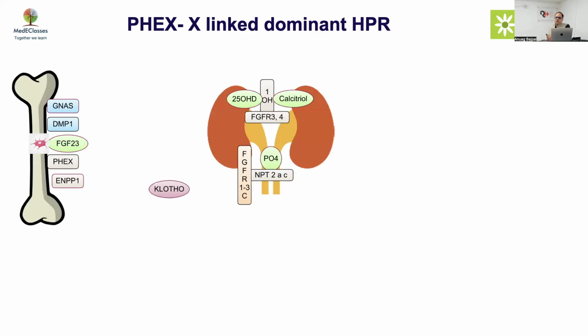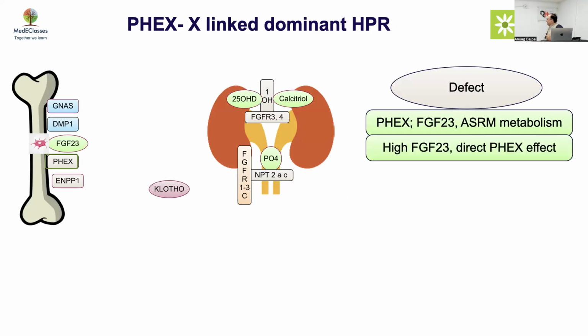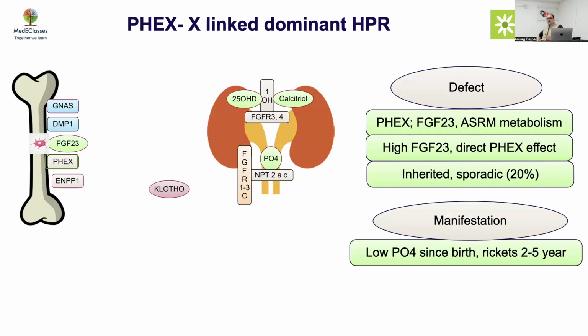You need to be aware of that. So we'll go one by one. PHEX is the most common. The problem is in PHEX, which is involved in FGF23 metabolism, as you can understand. If PHEX is defective, FGF23 levels are high, and you will have a manifestation of early onset hypophosphatemia. But rickets happens by 2 to 5 years. Why, Alapan? Phosphate is low since birth, but rickets happens later, and not that severe actually.